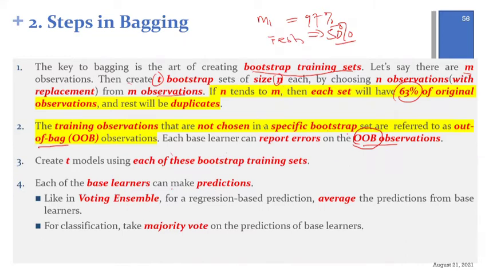And then the voting ensemble, like the voting ensemble we described earlier, we can use majority votes, and for regression, we can use averaging, depending on the kind of problem we are solving. So these are basically the steps in the bagging ensemble.